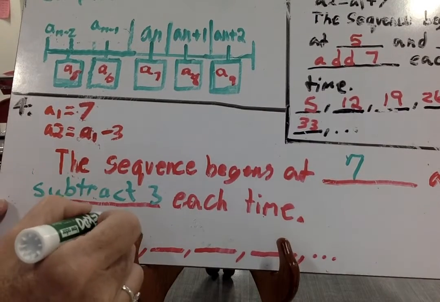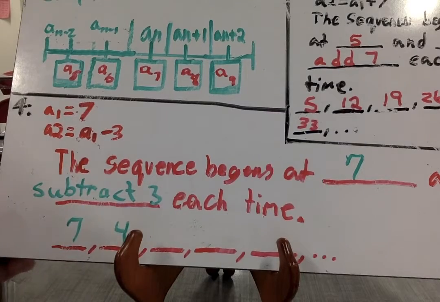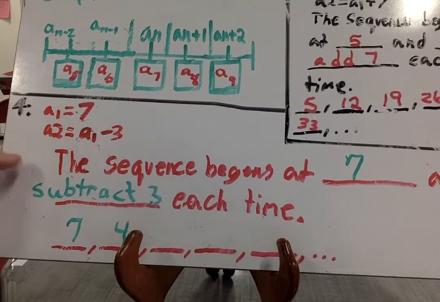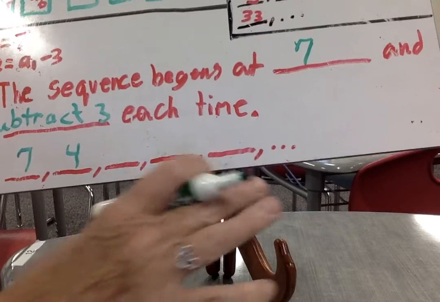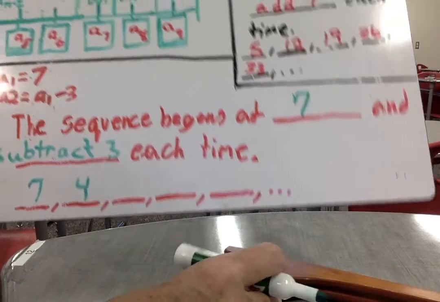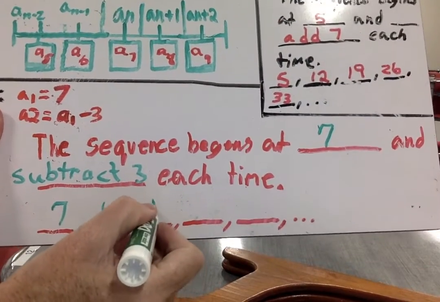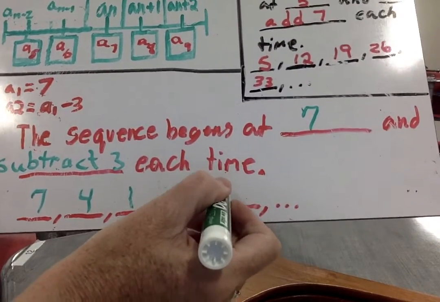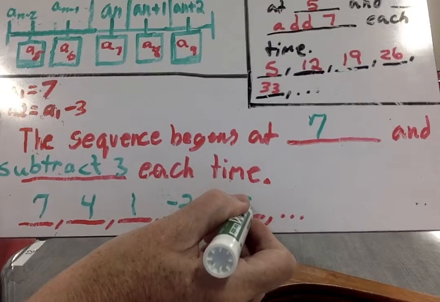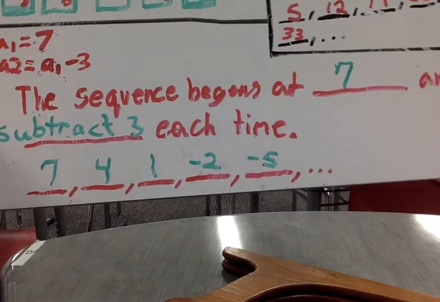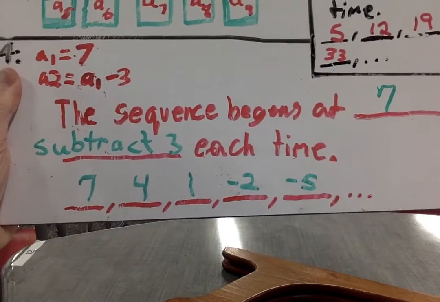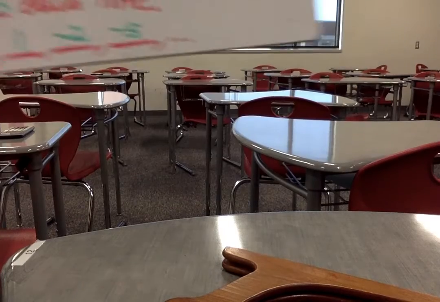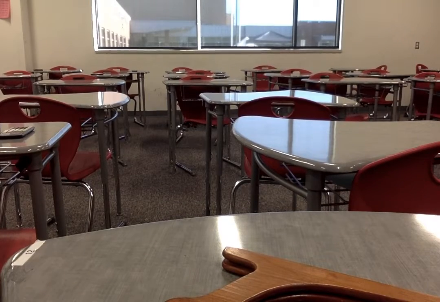If I subtract 3, I get 4. I don't know if you can see that. If you subtract 3 from that, you get 1. Subtract 3, negative 2. Subtract 3, negative 5. Okay, so there you go. Go ahead and finish this page, and we'll go on to the next page.